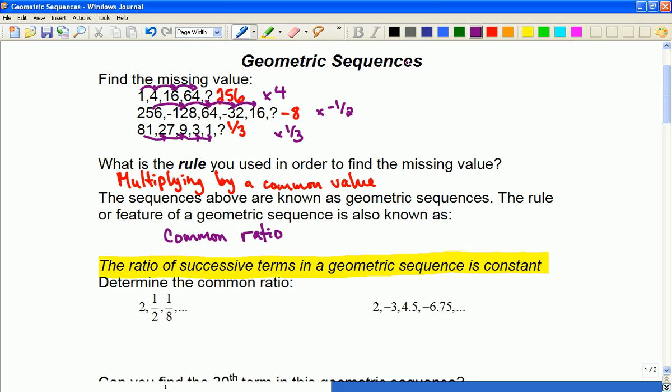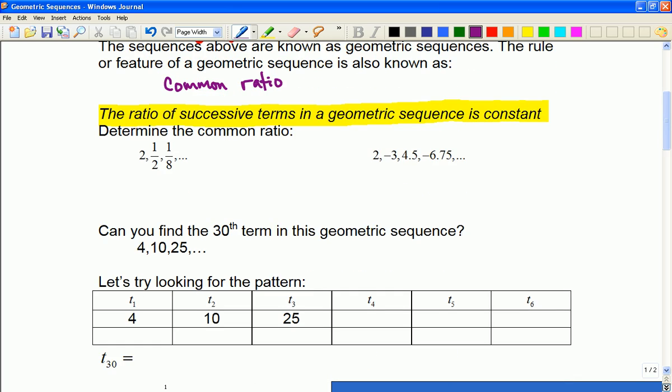So it doesn't matter which ones I pick. 64 divided by 16 in this sequence is 4. So is 16 divided by 4. So is 4 divided by 1. Any term divided by its previous gives us the common ratio. So let's try it here with a couple.